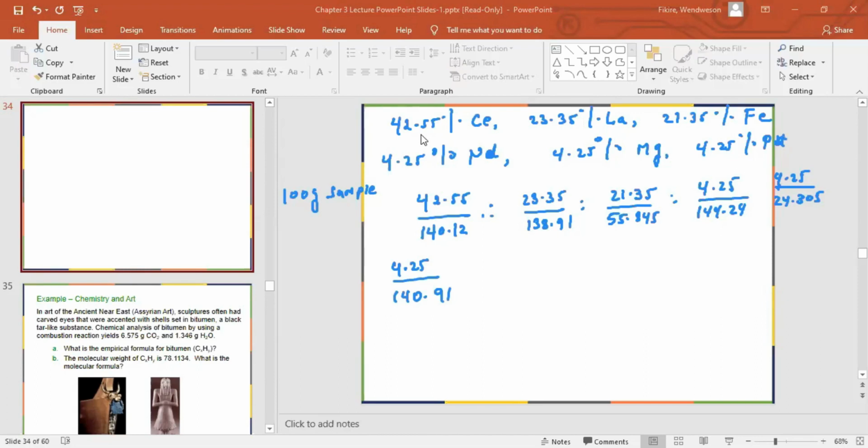So now let's start the division here. We have to find the mole ratio. 42.55 divided by 140.12 for the first one, cerium. What do you get? 3.03. Okay. 23.35 of lanthanum. 1.681. Okay. 21.35 iron.